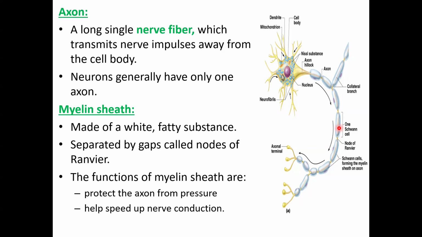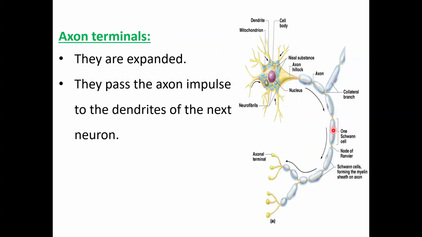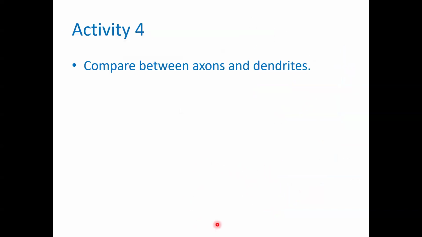Take care that the myelin sheath is made up of fatty substance and separated by nodes. You see here the axon terminal expanded to pass the axon impulses to the dendrites of the next neuron. So the impulse passes from the cell body to the axon terminals, and from the axon terminals, the impulse is transmitted to the next neuron, the new neuron cell.